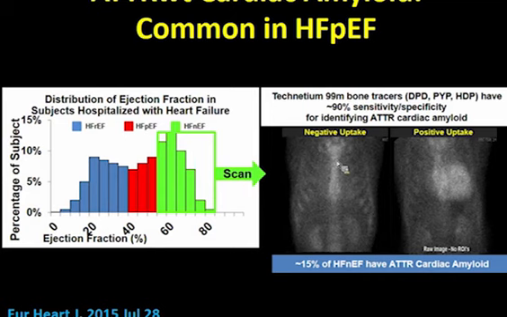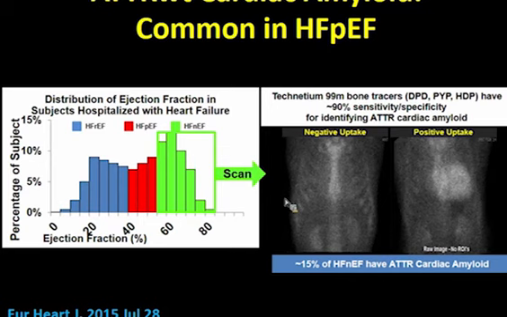As you can see, the scan shows increased uptake in the sternum or the bone and a little bit of uptake in the ribs, but there's no uptake where the heart would be. As I'm showing here, here's a patient who has a positive scan, and you can see the outline of the heart pretty clearly, indicating that there's marked uptake of this substance, technetium, in the heart, which is highly specific for transthyretin cardiac amyloid.